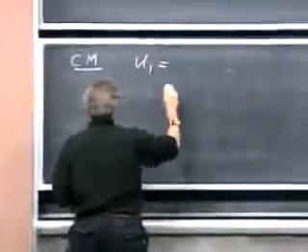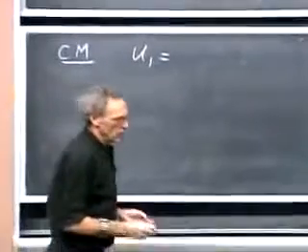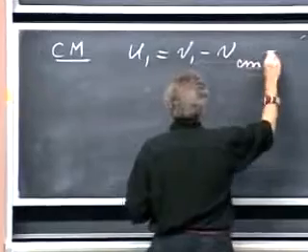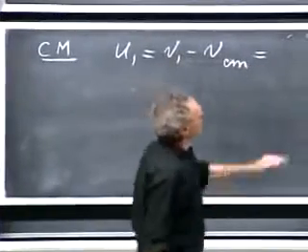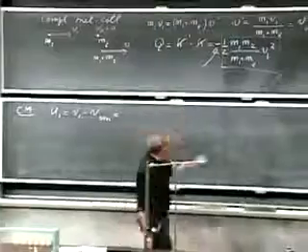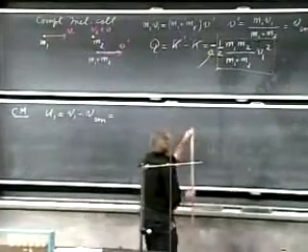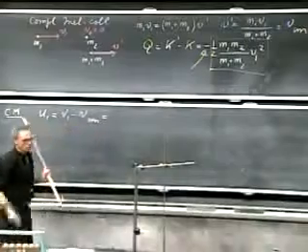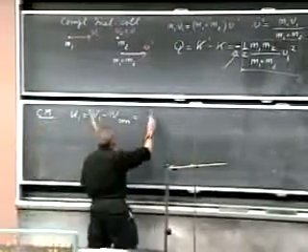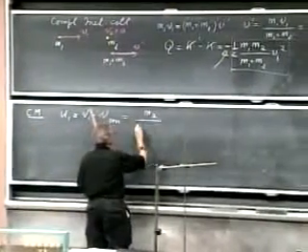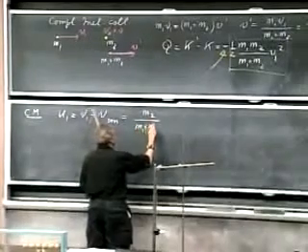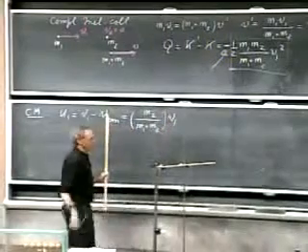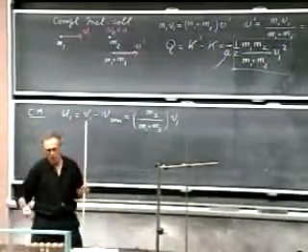So we go to the center of mass frame. So we first have to calculate what U1 is. Well, U1 equals V1 minus V center of mass. And we know what V center of mass is. It's right there. And if you do the subtraction, which is by no means difficult, you will find M2 divided by M1 plus M2 times V1. And you check that, I hope.